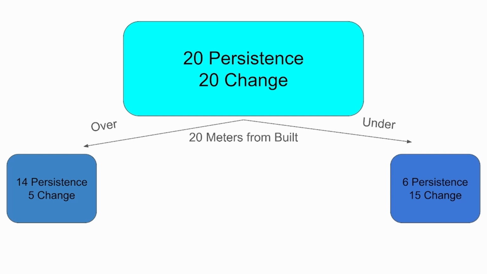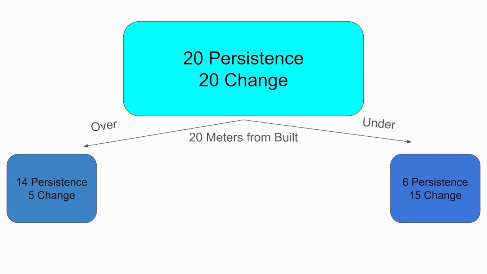Now for an example of one tree. Here we have 20 pixels of persistence and 20 pixels of change inputted into the root node. We are using the predictor variables distance from built, geology, and elevation, with the number of variables selected at split being 2. Here it needs to decide how to split the data.